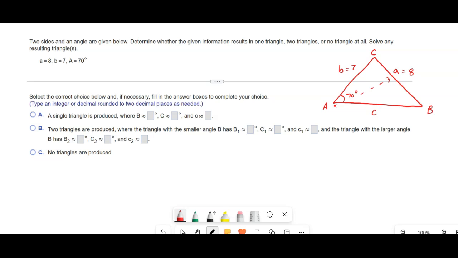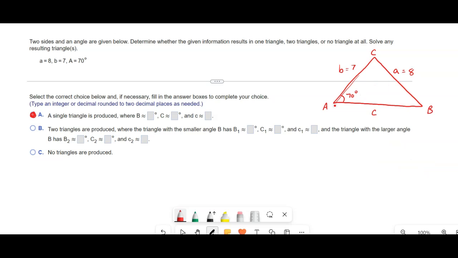So the first thing we want to compare is the opposite side of the angle that we're given, which is this 8. Is it larger than the other side length that we're given? And you can see it is. Side a, which is opposite the angle, is greater than side b, which implies one triangle is possible. So we're going to select a single triangle as possible, and then we have to solve the triangle basically then.